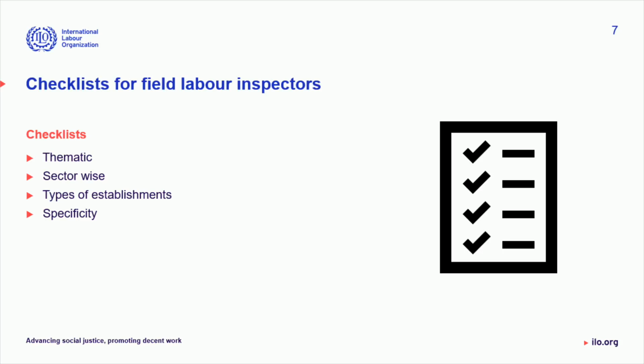In general, the purpose of checklists is to provide a standardized approach to inspections, ensuring that all relevant aspects are covered and that there is consistency in the approach taken by inspectors. Checklists can also be used as a training tool for new inspectors, helping them to learn the relevant aspects that need to be addressed during an inspection.